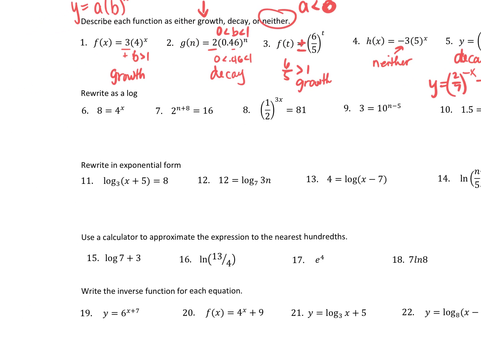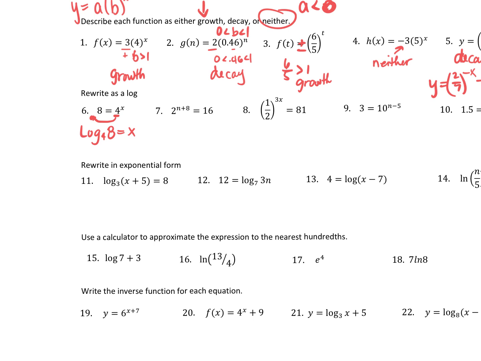Number 6, we write as a log. So remember that the base is what's going to change. The base is the 4, so it's going to come over here. Log base 4 of 8 equals x. The variable or the exponent and what's on the other side of the equation stay on the same side. That moves over, becomes a log, the base of the log.